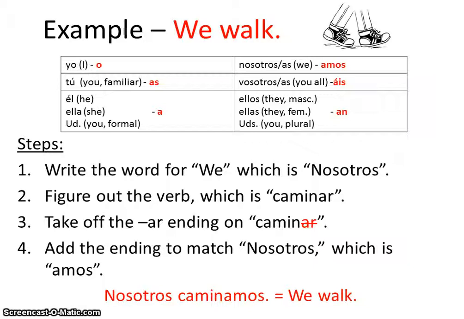The next example is we walk. Step 1, write the word for we, which is nosotros. 2, figure out the verb infinitive, which is caminar. 3, take off that AR ending on caminar, which leaves you with the root camin. And 4, add the ending to match nosotros. If you look at the chart, nosotros goes with amos. Nosotros caminamos, we walk.